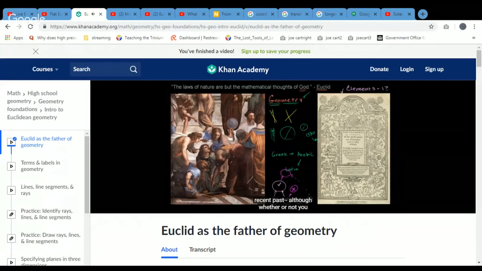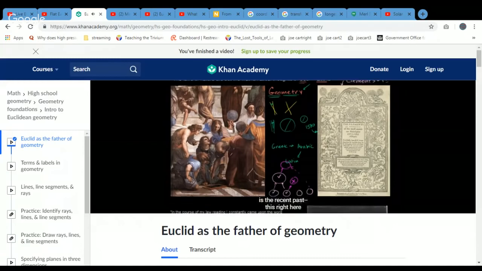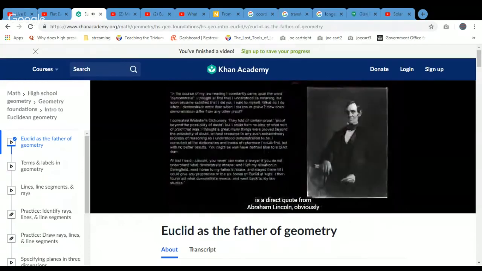And to show that this is relevant into the fairly recent past, although some would argue whether about 150, 160 years ago is the recent past, this right here is a direct quote from Abraham Lincoln, obviously one of the great American presidents. I like this picture of Abraham Lincoln. This is actually a photograph of Lincoln in his late 30s. But he was a huge fan of Euclid's Elements. He would actually use it to fine-tune his mind. While he was riding his horse, he would read Euclid's Elements. While he was in the White House, he would read Euclid's Elements.